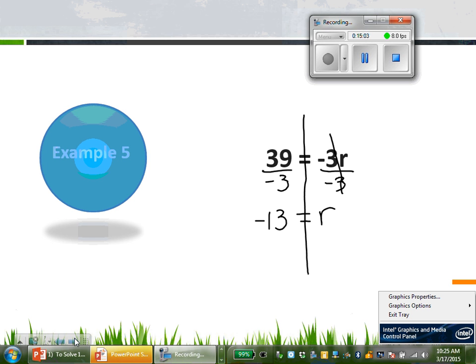Does everybody understand why you don't change the signs? Because the opposite of multiplication and division says nothing about changing signs. Opposite of multiplication is division, vice versa. Why do you change the signs with adding and subtracting? Because that's a part. Adding is a positive, subtracting is a negative. That is the opposite. Okay?